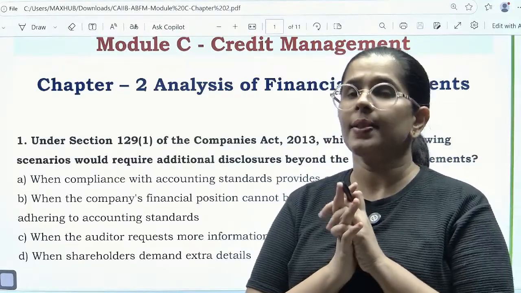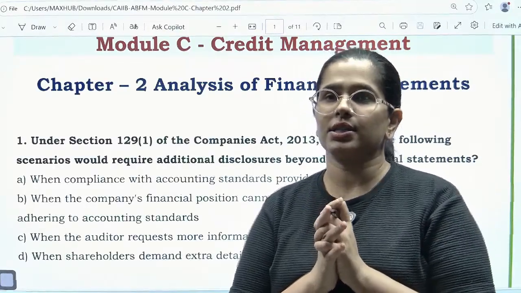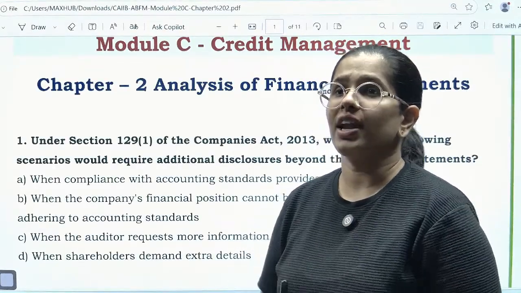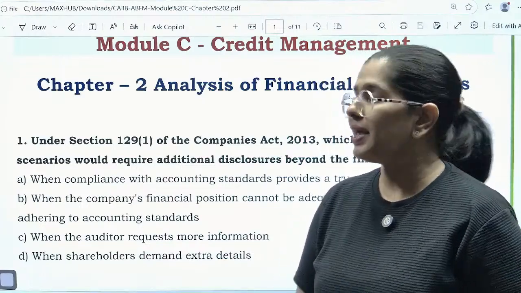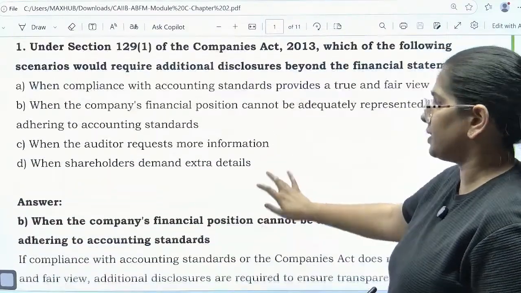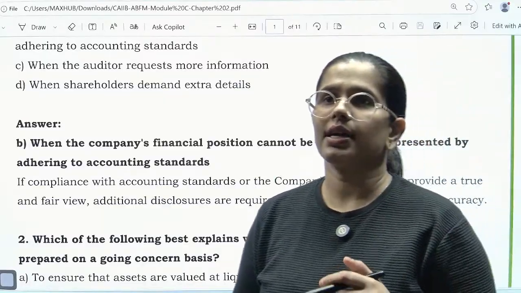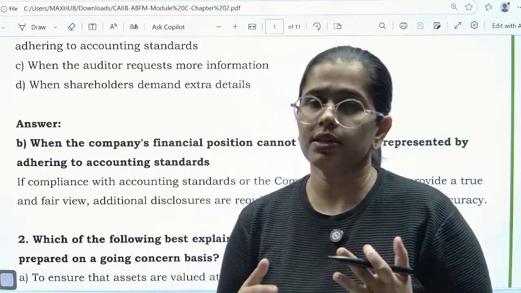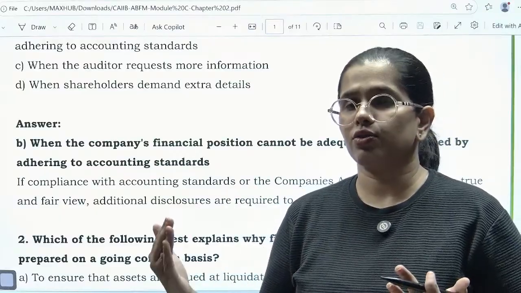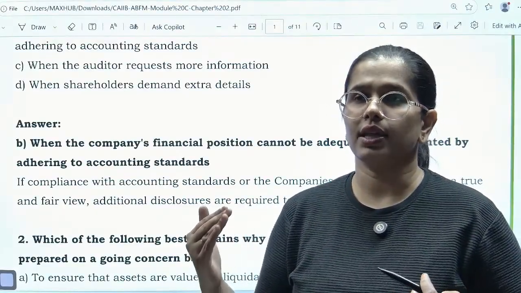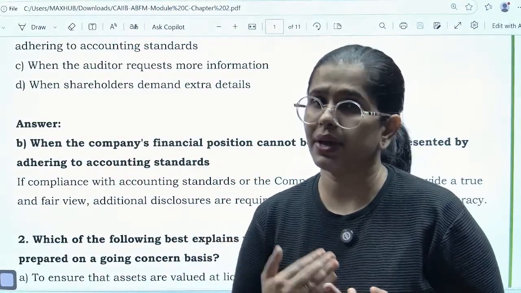Number one thing is, when you need the additional disclosures, it is when your financial position cannot be adequately represented, right, by adhering to the accounting standards. Sometimes what happens is that even if you follow the accounting standards, you need the additional disclosures, and that is why the notes to accounts and the other questions came into the picture.